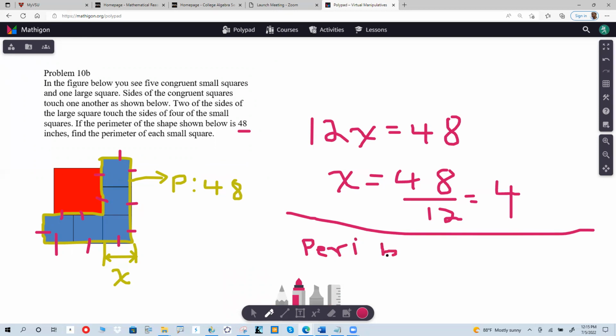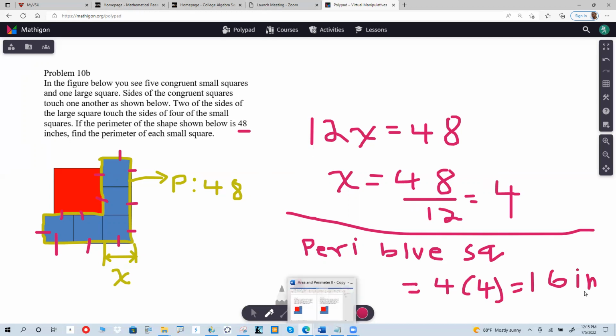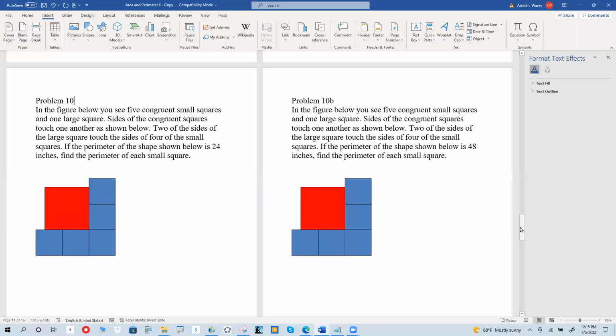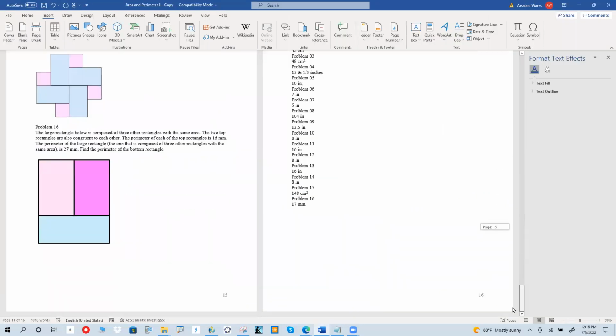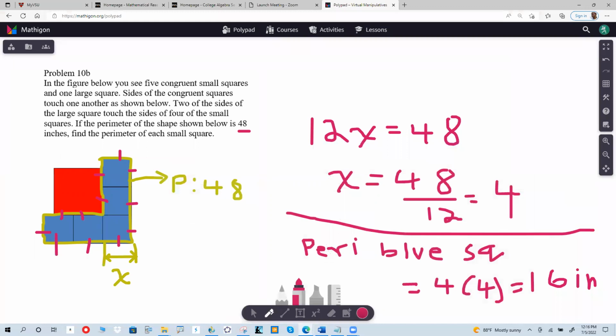Perimeter of the blue squares, each blue square is going to be 4 times 4. Why 4 times 4? One of the 4s is the 4, X is 4, but there are 4 of them. That's 16. And trust me, I know my answer is right. I don't have to check it. That's how I change the number. It should double. If the previous answer was 8, which it was, this has to be 16. Let's see if the previous answer was 8. Yep. So this is correct.